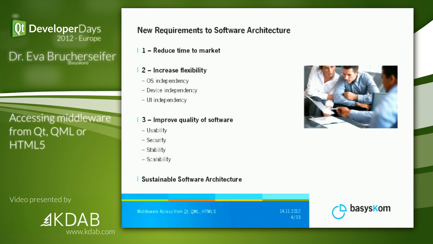And this means we need to improve the quality of the service from the architecture point of view. We need more usability in the user interfaces and to adapt it, but also stability, security, and scalability, meaning this amount of features, amount of functionality in the software. So we need a sustainable software architecture here.